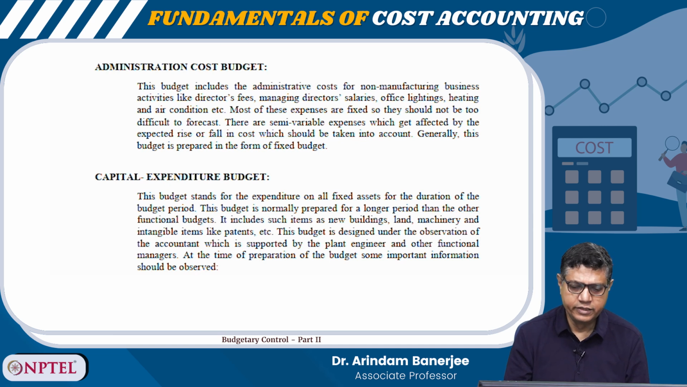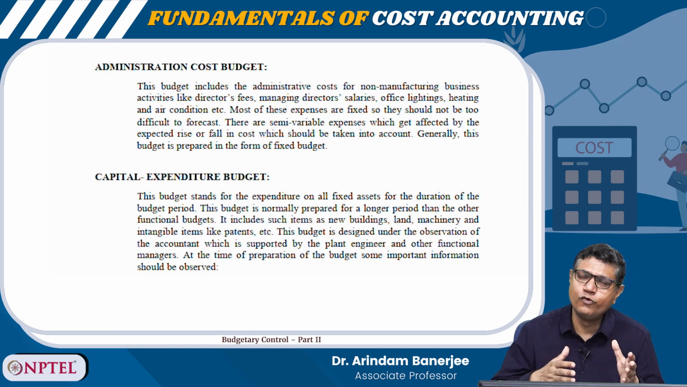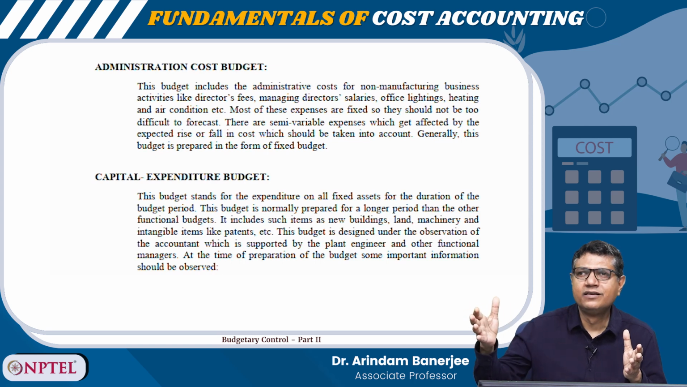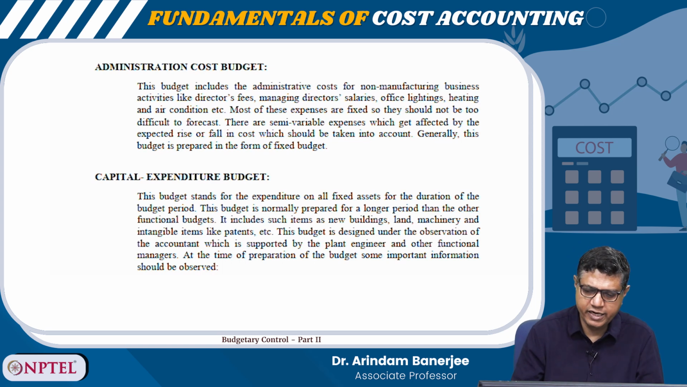This budget stands for the expenditure on all fixed assets for the duration of the budget period. It is normally prepared for a longer period than the other functional budgets, because capital expenditure usually goes over a few years. Like if I buy a machine, the lifetime of the machine may be 5 years. So in the budget, I have to incorporate that I have to pay for the machine right now, but it will give me service for the next 5 years. But I am preparing an annual budget. So I need to make that provisioning.